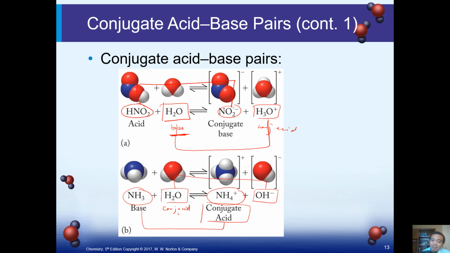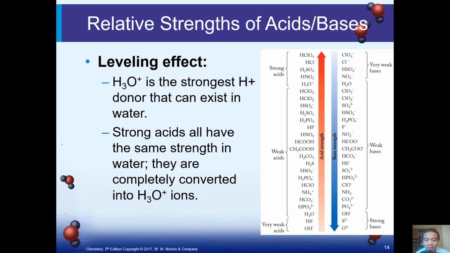So water, which can serve as both a conjugate acid and the conjugate base, we call this amphoteric. This property is called amphoteric. So water is amphoteric, which means it can serve as an acid, conjugate acid, or a conjugate base under different situations. To understand the relative strength of acids and bases, we need to understand the relationship between an acid and its conjugate base. All right.